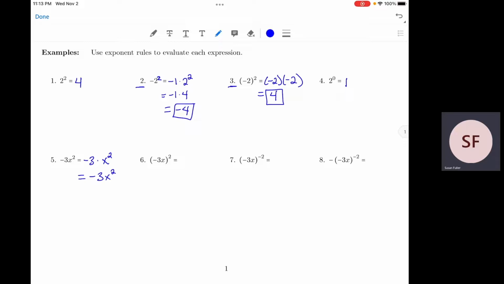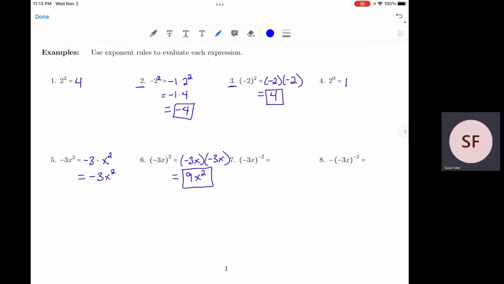Now that exponent of 2 is also going to apply to the -3. This one says this is going to be -3x times itself. So now we're going to get -3 times -3. That's going to give us a +9. And x times x will give us an x squared. So once we have parentheses here, the quantity -3x squared is going to give us +9x squared.